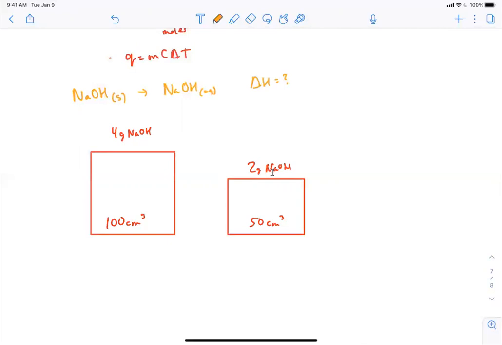When you do this, you already know one value will always be the same because it's the same reaction for both of them. So delta H has to be the same.